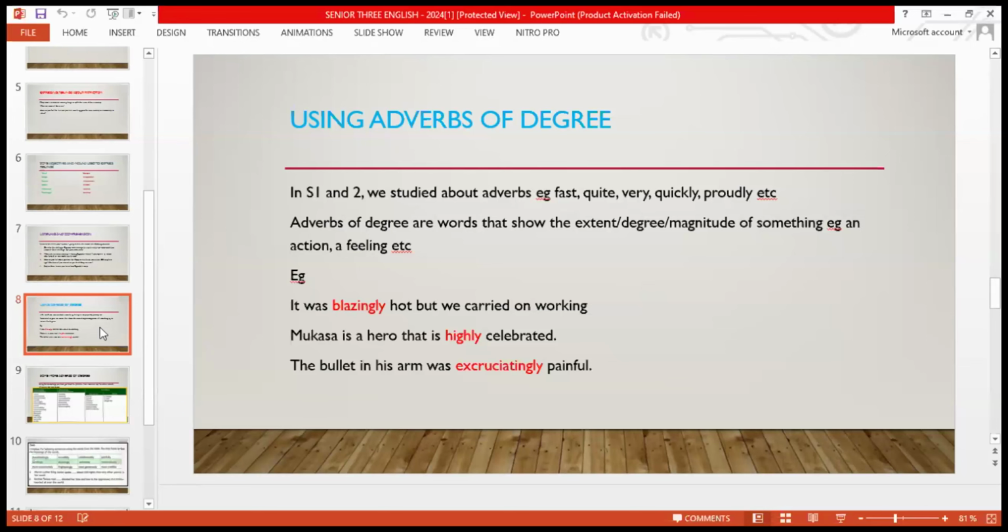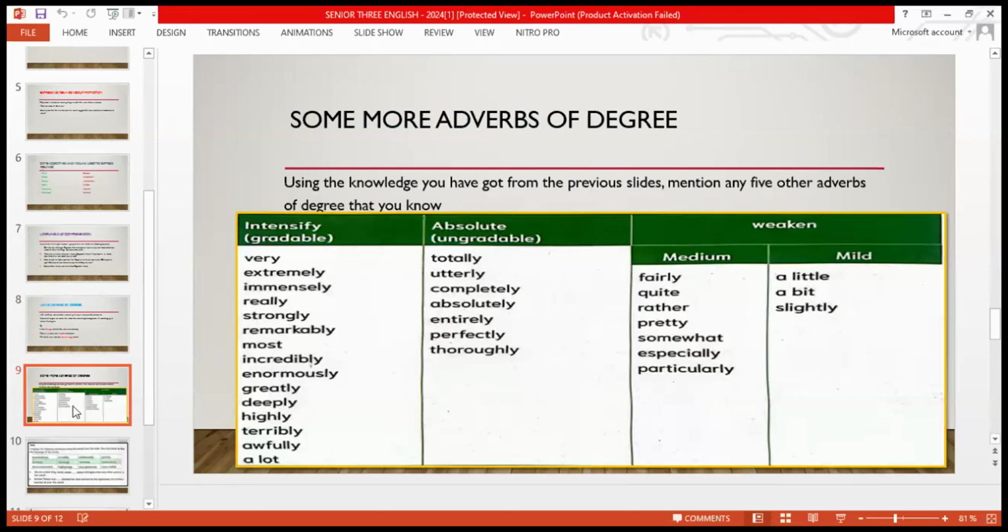In the next slide, Patricia, you can take us there. You can write them if you're taking note in your book. We can write them. I wanted us to mention them, but let's just write them the way they are. I'm going to save 1 minute. Those that show intensity: very, extremely, immensely, really, strongly, remarkably, most, incredibly, enormously, greatly, deeply, highly, terribly, awfully, and a lot. Those are some that you can use.